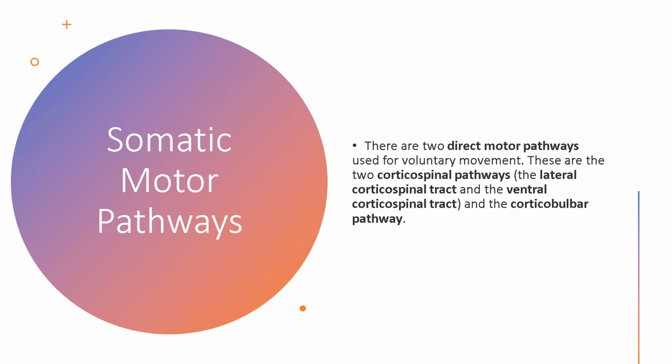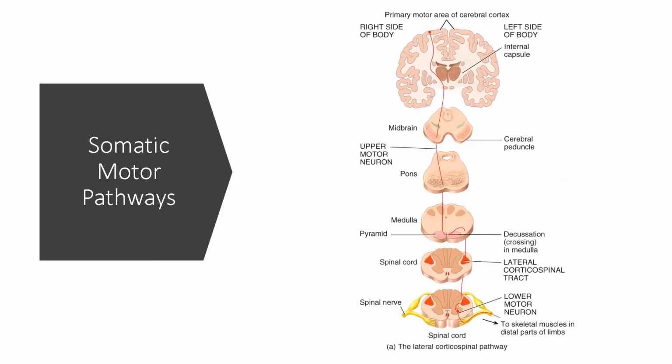Nerve impulses for voluntary movements will propagate from the cerebral cortex to lower motor neurons by direct motor pathways. Now, there are two direct motor pathways that are used for this voluntary movement. They are the cortical spinal pathways and the cortical bulbar pathways. So there's actually two types of cortical spinal pathways, the lateral cortical spinal and ventral cortical spinal. But these are the two main pathways that are going to be used for voluntary movement. So the cortical spinal pathways are going to conduct impulses for the control of the muscles of the limbs and trunk.